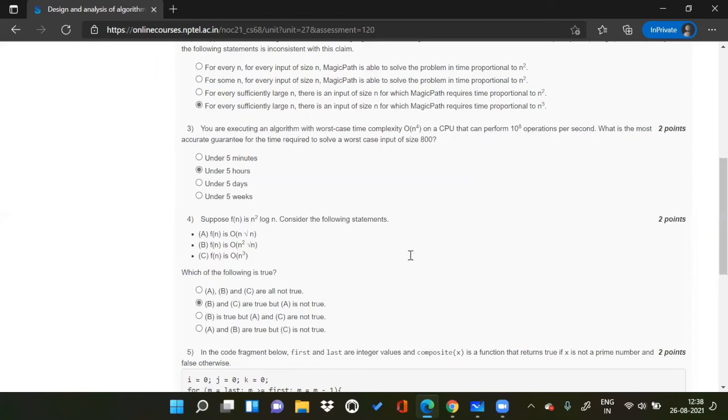So the B option and the C option are the most relevant ones, but A can never be the answer. And the reason for this is, even in the worst case, the square root will never reach to an order of n cube. Sorry, never reach to the order of n square. It will always be lesser than n square, right? So this option is basically correct, that B and C are true, but A is not.